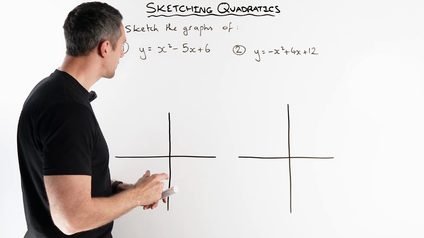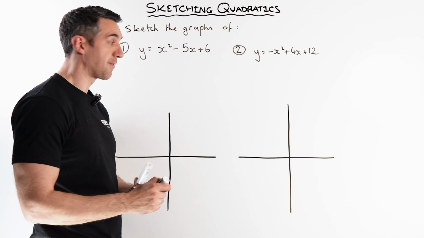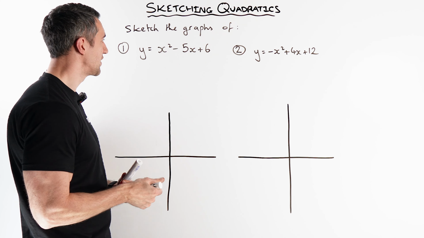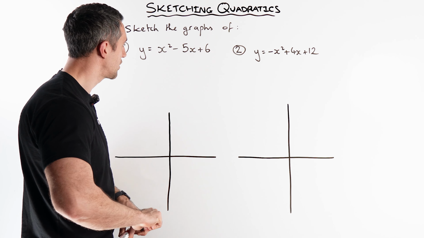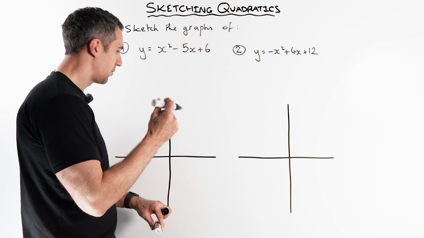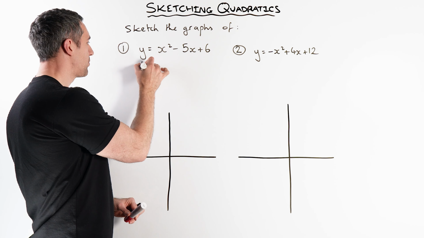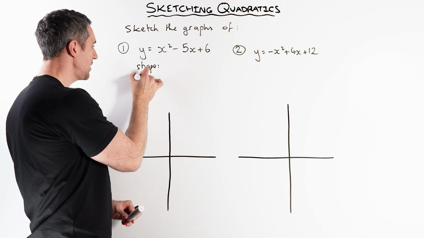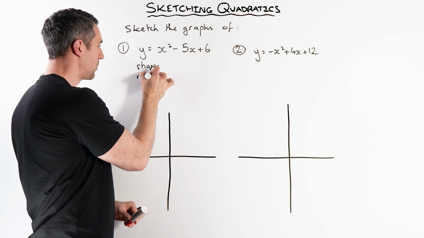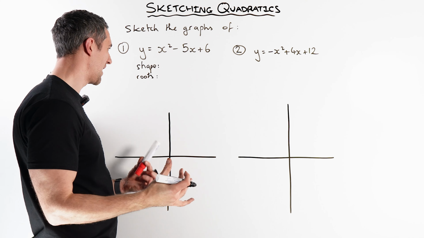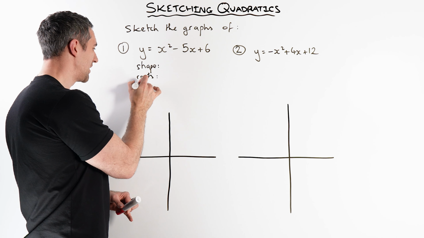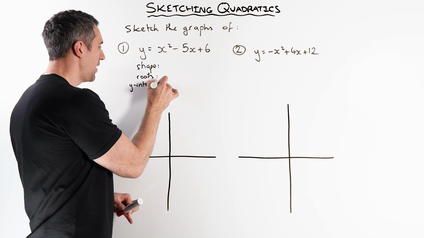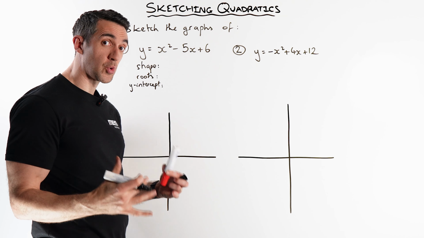So key things we want to think about when we're sketching any graph really, not just quadratics, is to think about what our shape would look like. There we go, managed to get my lid off. So I've got my shape of my graph. I want the roots. Remember, that's where it crosses the x-axis, so you can write x-intercepts if you like. I want my y-intercept. And then I might want an extra point depending on what sort of graph it is.